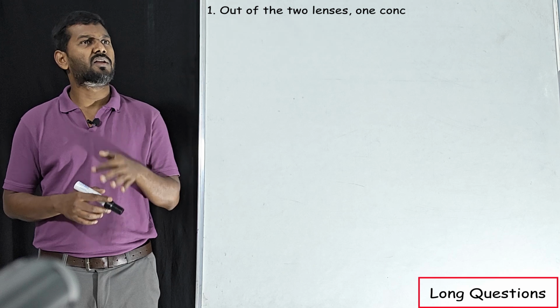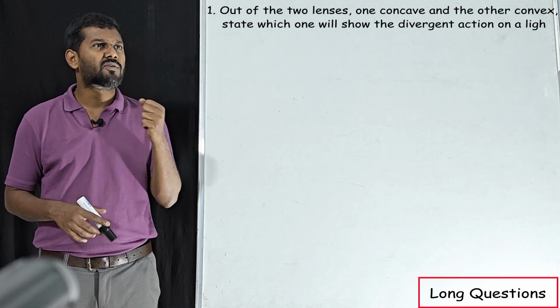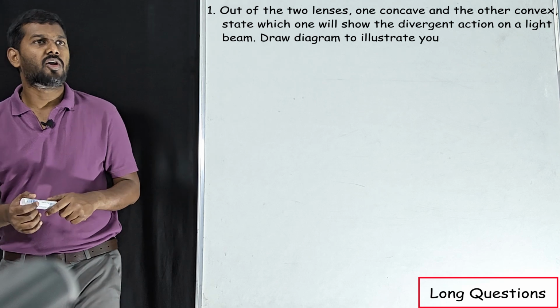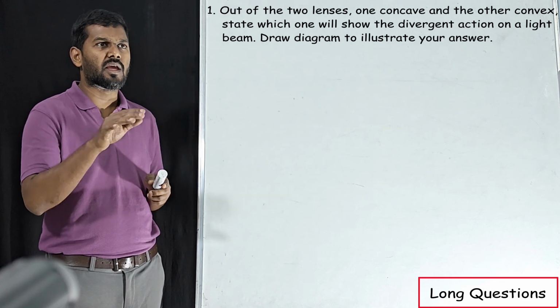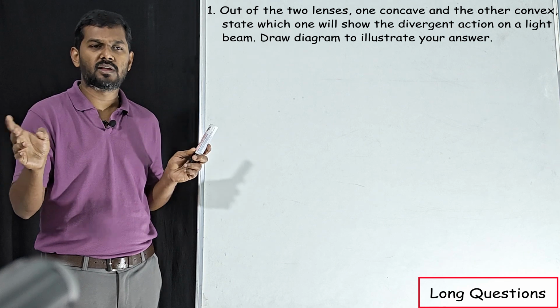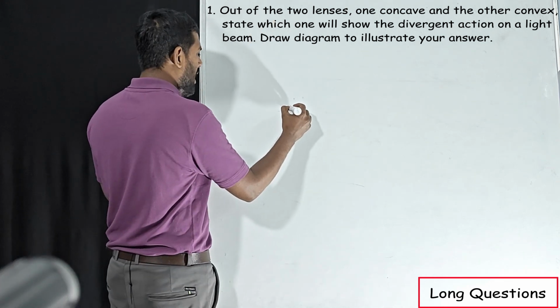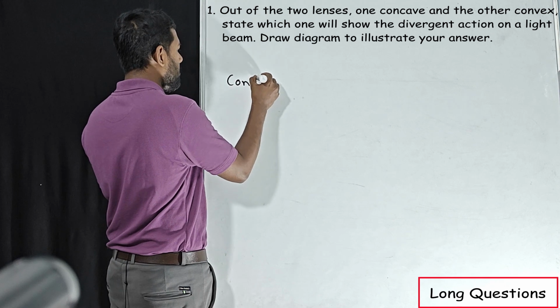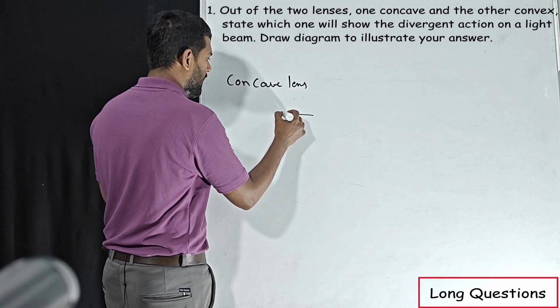Our next question, out of the two lenses, one concave and the other convex, state which one will show the divergent action on a beam of light. Draw a diagram to illustrate your answer. Very simple. Out of two lenses, the diverging one is concave. So that is the answer for the first one. The answer is concave lens, and we have to show the diagram.